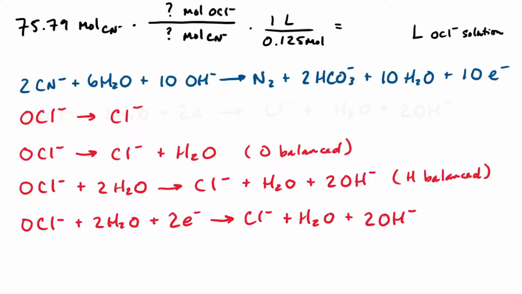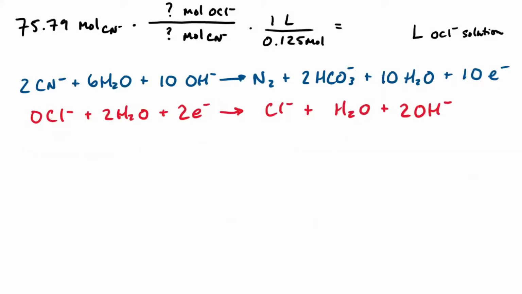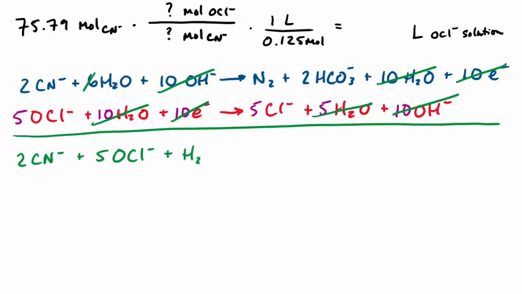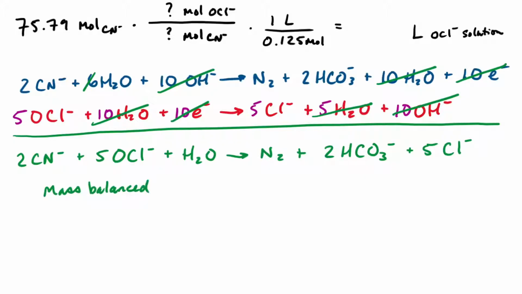Now that we have 2 balanced half reactions, we can sum them together after we multiply them as necessary to get the same number of electrons in both halves. At this point, we can cancel the electrons, the hydroxide, and most of the water to get the overall balanced reaction, where 10 electrons are exchanged per reaction.